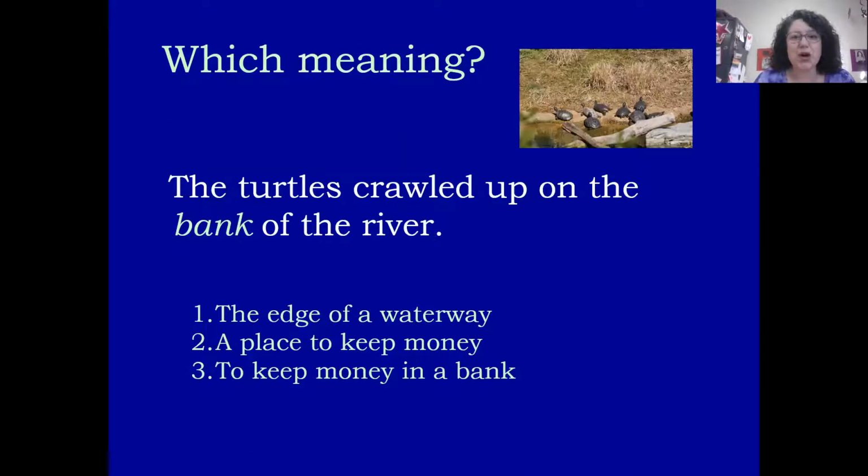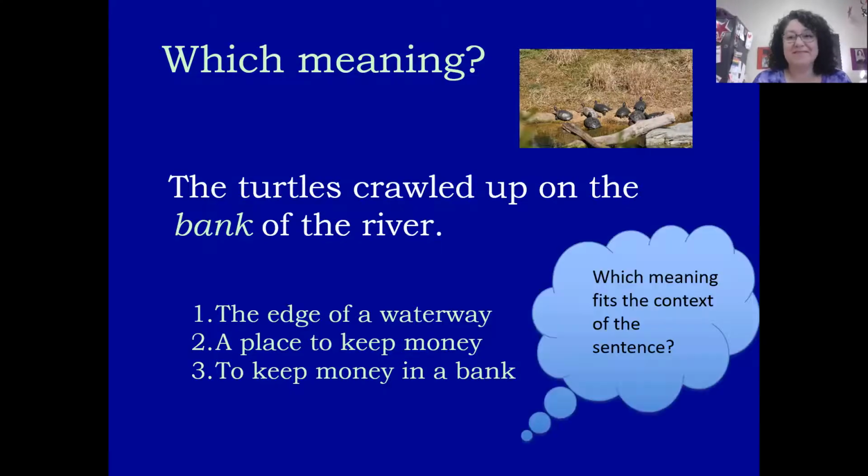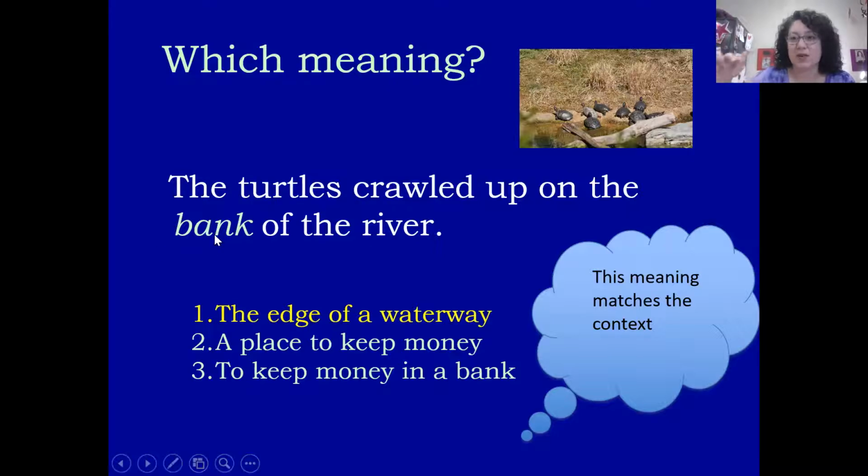The turtles crawled up on the bank of the river. Which one do you think it could be? Now, all three choices mean bank, but they're a different meaning. The edge of a waterway, a place to keep money, or to keep money in the bank. Well, the turtles crawled up on something of the river, the edge of the waterway, okay? And that's also a noun. This is a thing because they crawled up on it, and this is a thing.